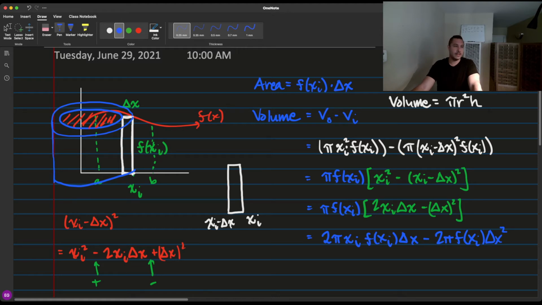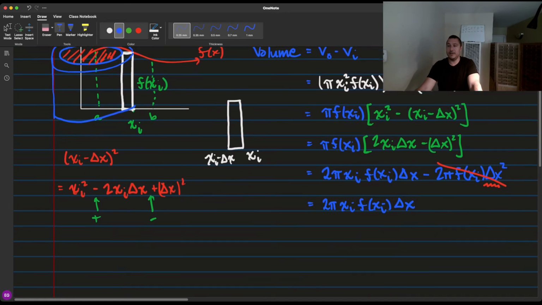Now, if you think about this in terms of infinitesimals, whenever you have the infinitesimal, like a delta x squared, that term goes to 0, so you can just ignore this. Because the idea is that delta x is a small value. It's like the smallest that you could detect in some sense. So when you square something that's practically 0, it gives you 0, which means you're left with 2 pi xi f of xi delta x. So that's basically the volume of one of these shells.